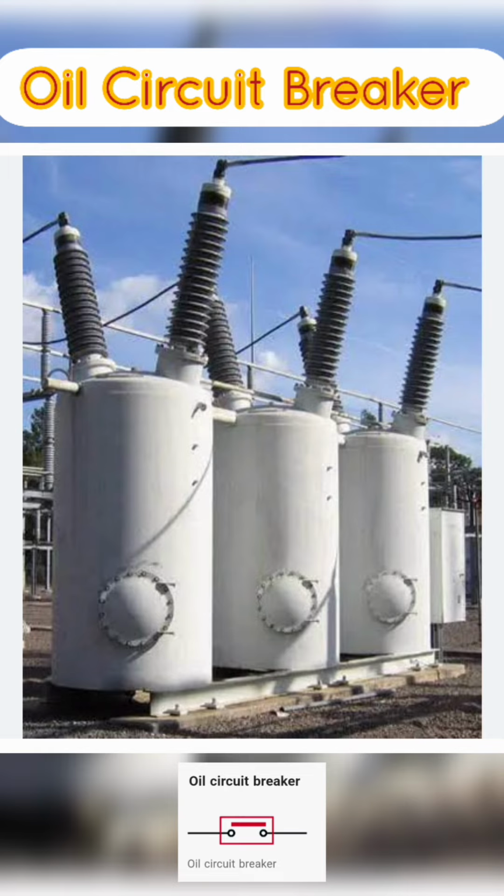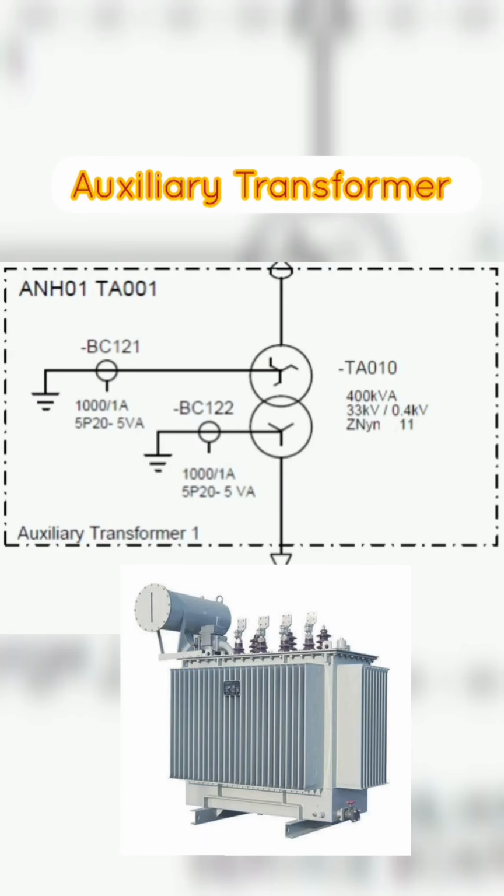Overall, OCBs are an important part of modern electrical power systems, and they provide reliable protection and control for critical equipment in high-voltage substations. Next we learn about auxiliary transformer. An electrical substation is a critical component of an electrical power system, and it plays an important role in ensuring that electricity is delivered efficiently and safely to end users.